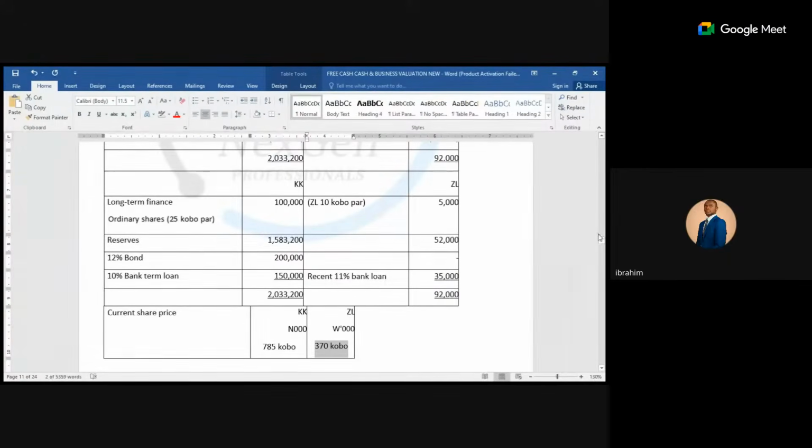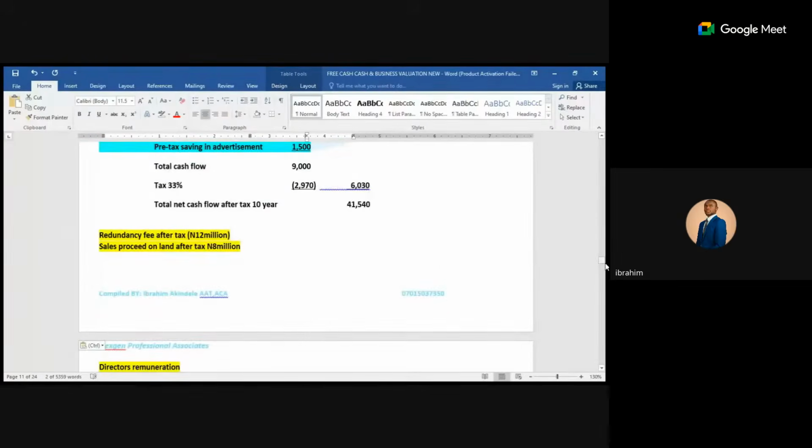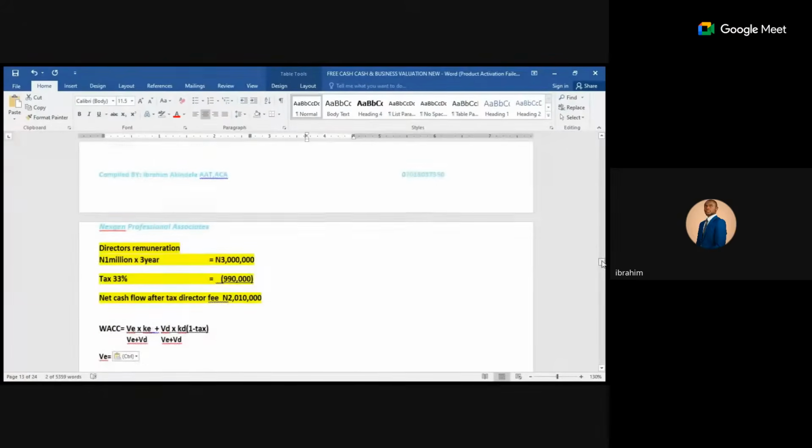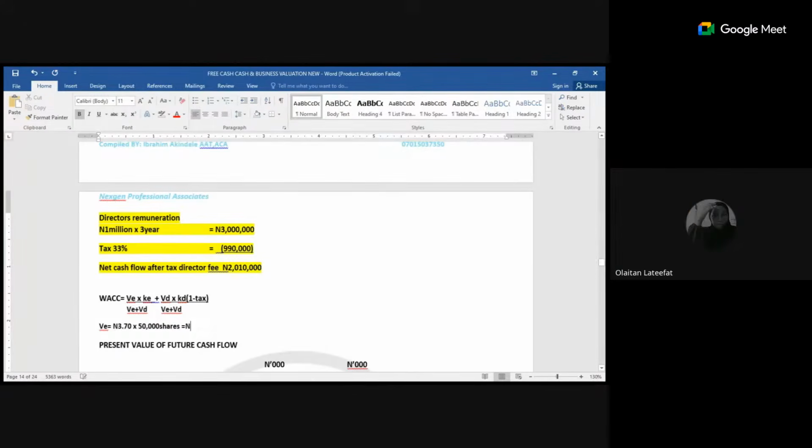This is 370 kobo, right? I'm supposed to do this thing first before all these things. That is 3.7. I've converted it to naira, times the number of shares, 50,000 shares. So what do we have? 185,000.